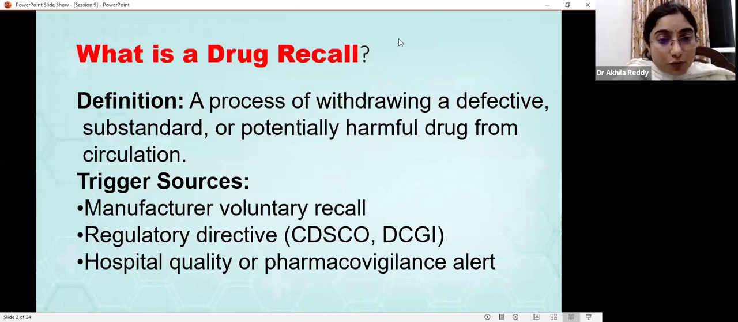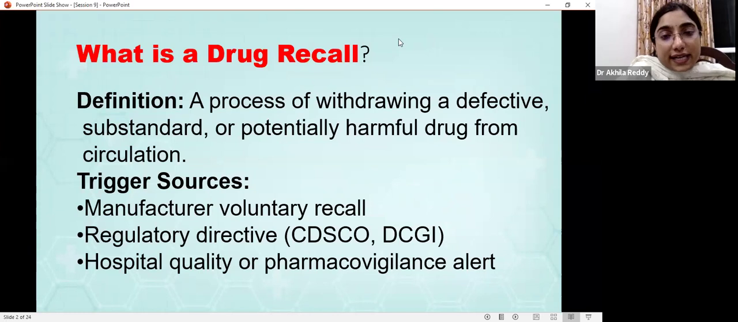If we find one or two, then we take the entire batch from the hospital. It might be from wards, it might be from ICUs, it might be from the pharmacy. Then that will be returned to the vendor. The entire batch of the drug will be returned to the vendor. And we mention all the details before returning it to the vendor.